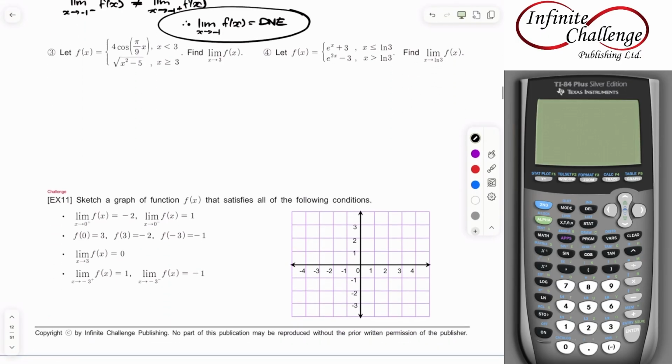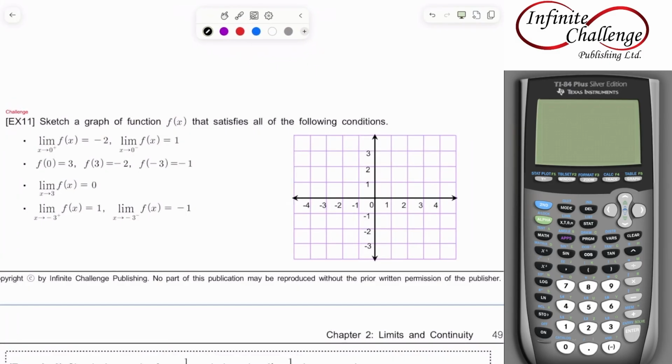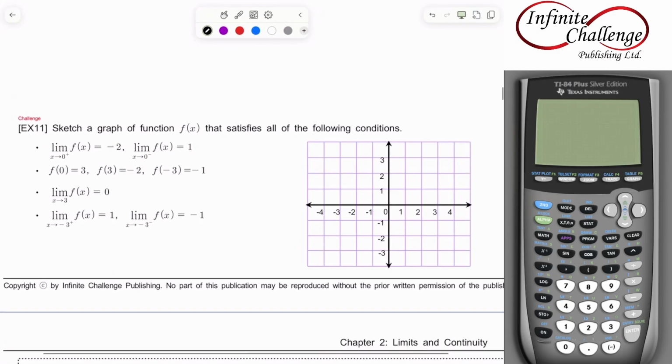And before we move on to the next concept on the following page, I want to talk about a very, very fun question that lies on the bottom of this page. A challenge question. Ba-ba-bum. In exercise 11, they want you to sketch a graph of the function f of x that satisfies all of the given conditions.